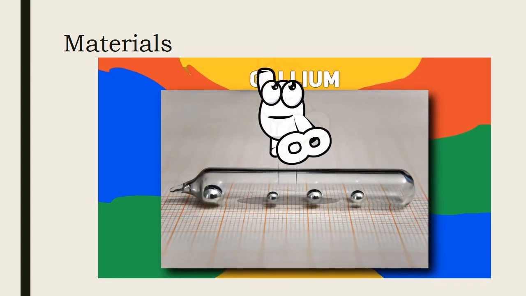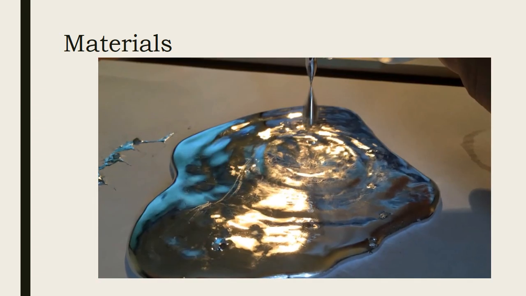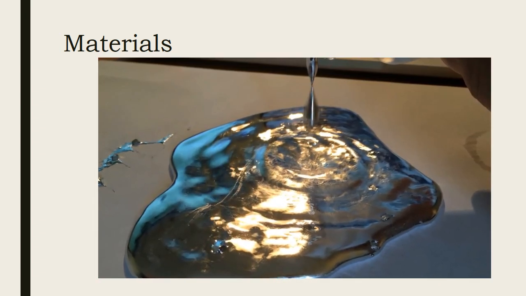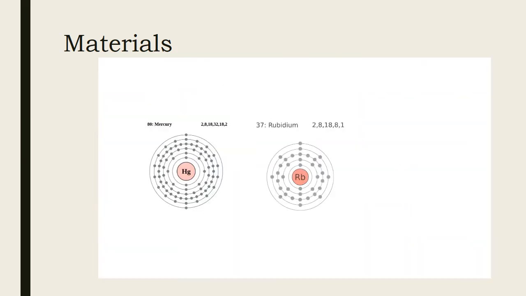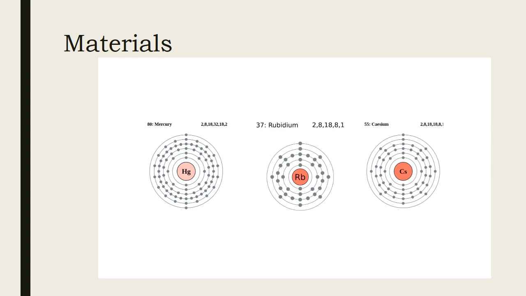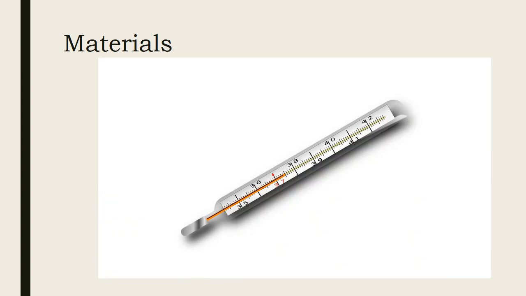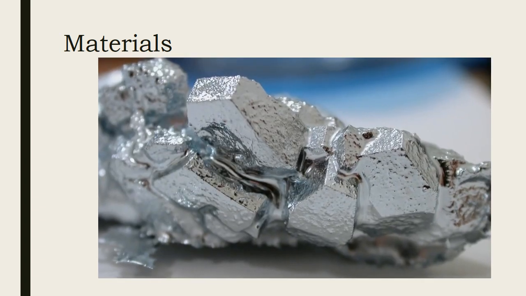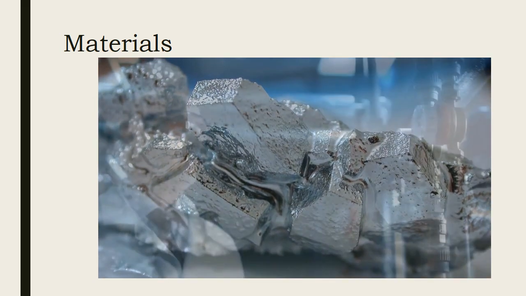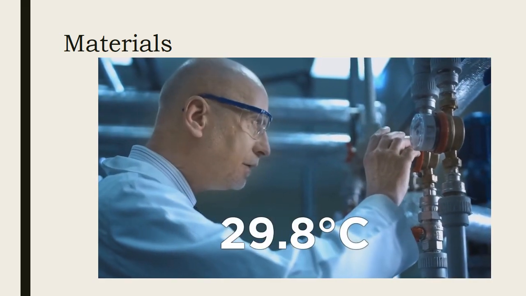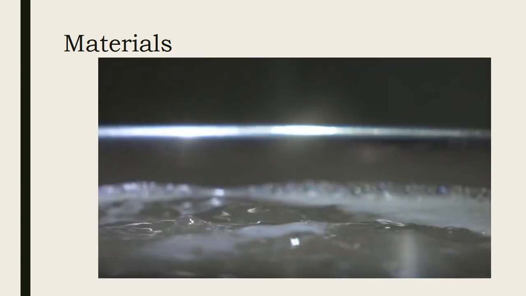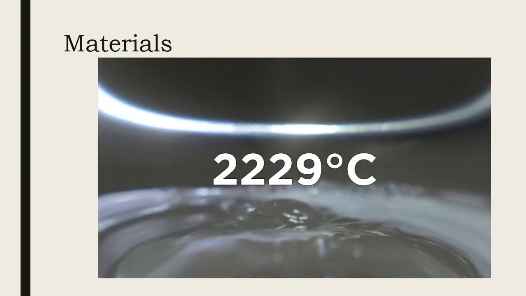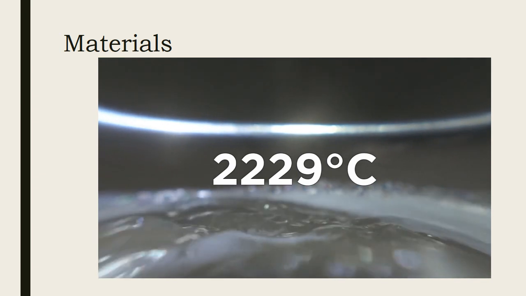Number 8. Gallium. Gallium is one of only 4 metals which are present as liquids at temperatures near room temperature. The others are mercury, rubidium, and cesium, and their most familiar use is in thermometers. Gallium is a beautiful metal. It's soft and silvery, and has a melting point of just 29.8 degrees Celsius, meaning it will easily melt in your hand. It boils at 2,229 degrees Celsius, which is quite high.